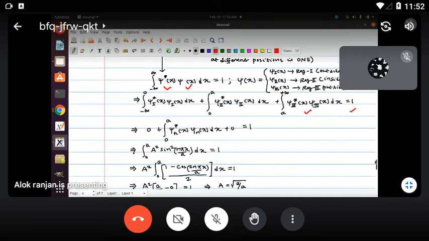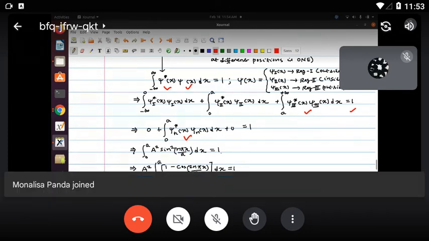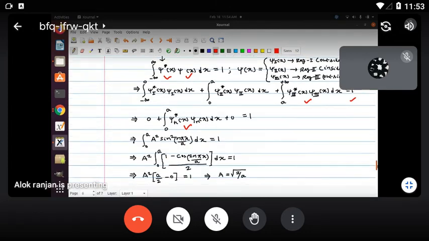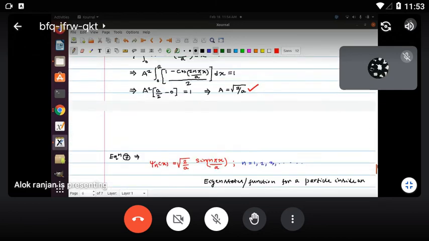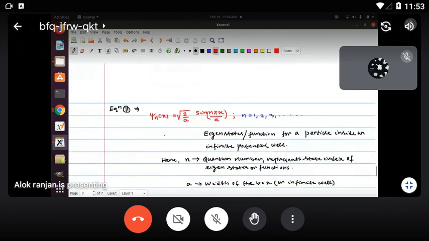The wave function is 0 outside, so we have the integral from 0 to a of psi nx squared dx. That means the wave function inside the box from 0 to a, A squared sin squared n pi x over a dx, equals 1. All of you know how to do the integration. Finally, you'll get A equal to square root of 2 over a. So the normalized eigenfunction or eigenstate is square root of 2 over a times sin n pi x over a, provided n equals 1, 2, 3.